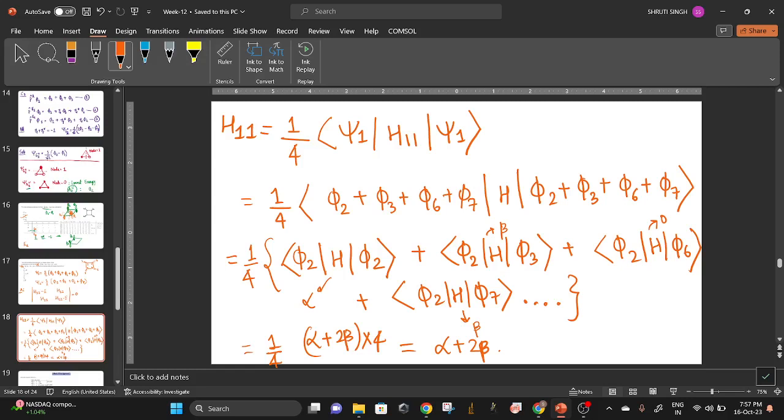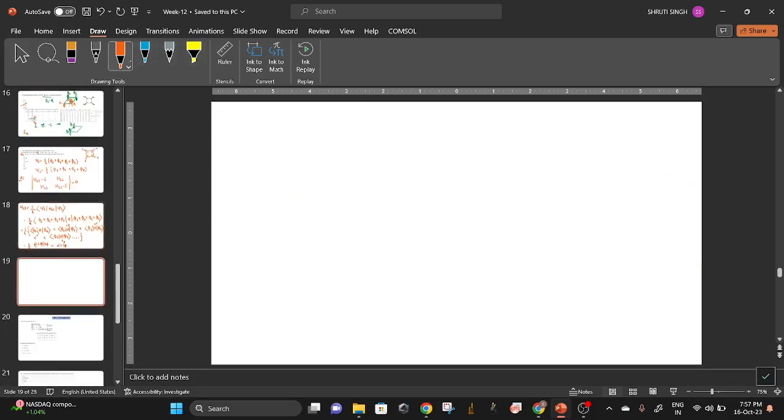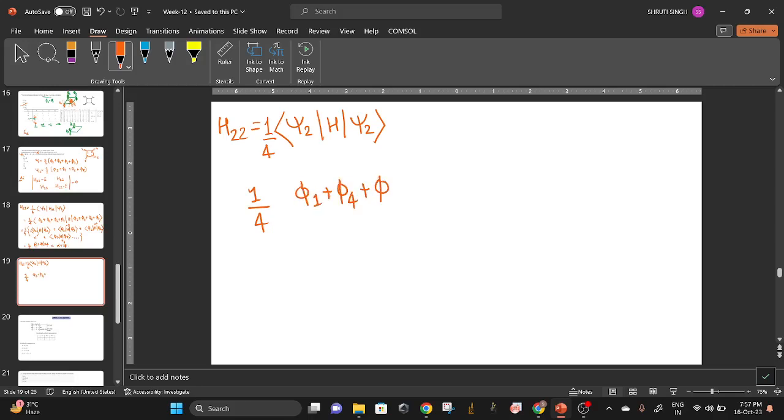Now H22, similarly H22 will be 1 over 4. Now 1 over 4, psi 2 is 1, 4, 5 and 8. So phi 1, phi 4, phi 5, phi 8.